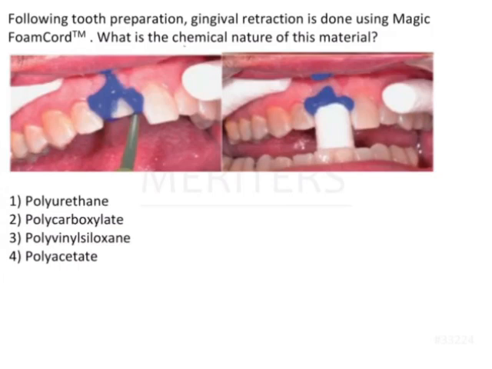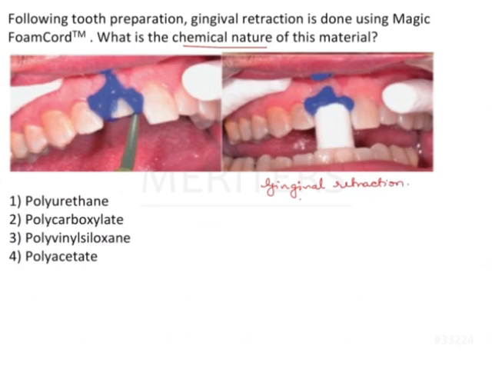Following tooth preparation, gingival retraction is done using magic foam cord. What is the chemical nature of this material? Okay, so here we have a commercially available gingival retraction paste, and we have to answer the chemical nature of this material. Giving you a brief heads up about gingival retraction.